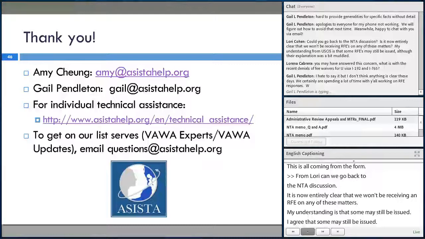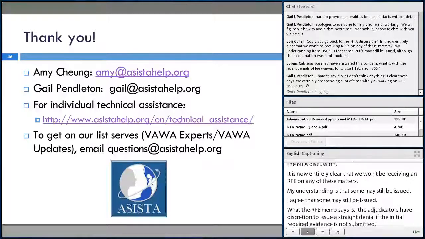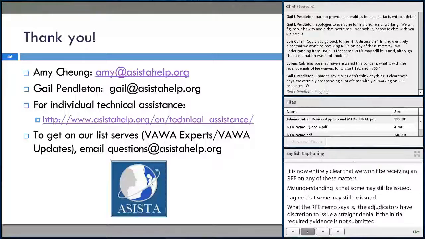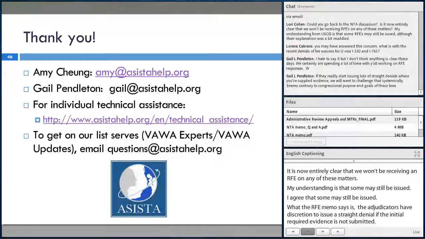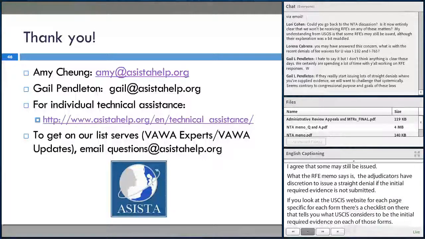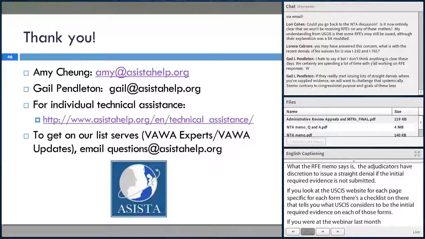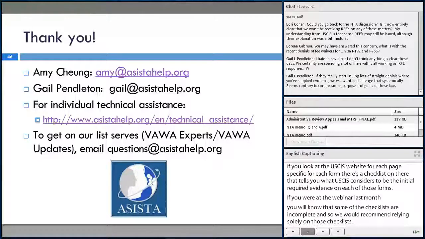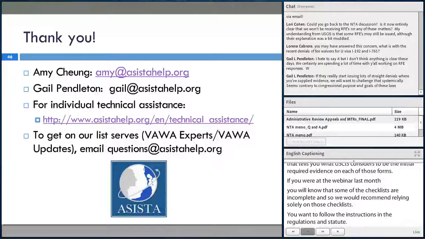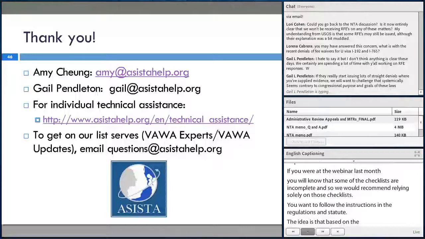Right? And so if you look at the USCIS website, for each page specific for each type of form, they have a checklist on there that tells you what USCIS considers to be the initial required evidence on each of those forms. If you were at our RFE webinar last month, you'll know that some of the checklists are a bit incomplete, and so we wouldn't recommend relying solely on those checklists. You always want to follow the form instructions and the regulations and the statute when you're doing your filings. But the idea is that based on the memos, they can, but not necessarily must, issue straight denials if the initial required evidence is not submitted, but they would still be issuing RFEs on other issues. So for anything that's not initial required evidence.